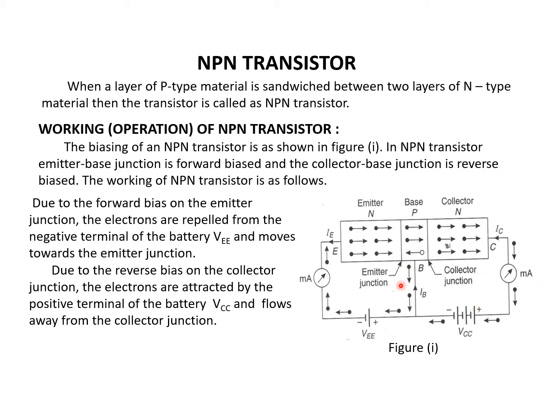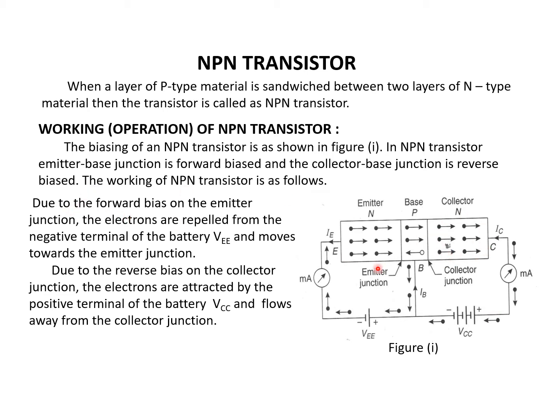Here you can see the positive terminal of the battery is connected to P, which is said to be forward bias of emitter diode. This can be considered as emitter diode and this can be considered as collector diode. So as P is connected to positive terminal of the battery, this emitter diode is said to be forward biased. And here the N is connected to positive of the battery, which means the collector diode is reverse biased.